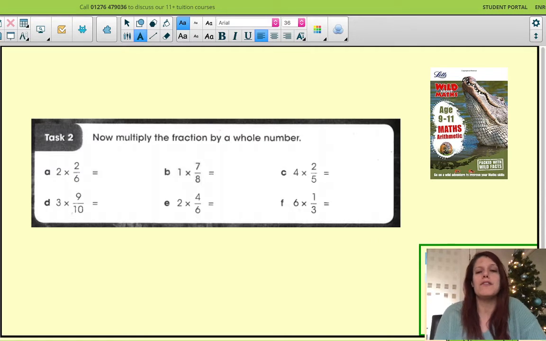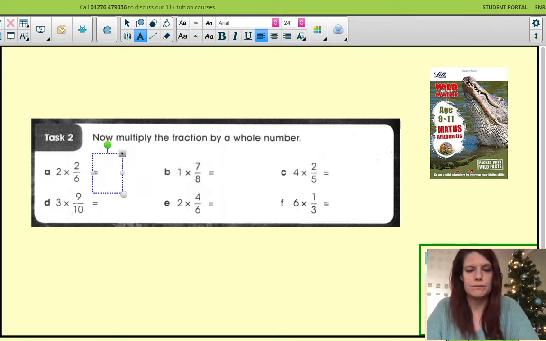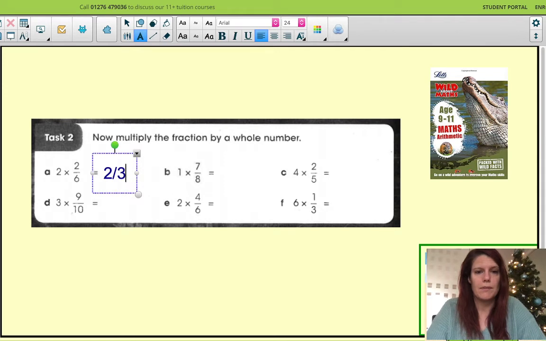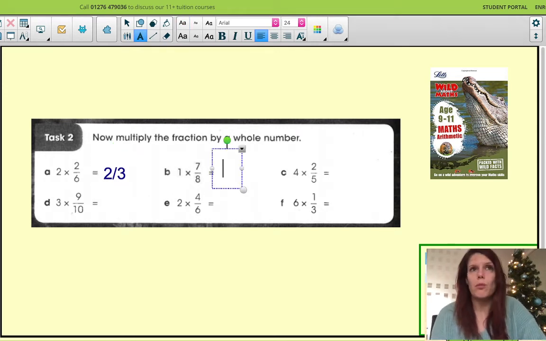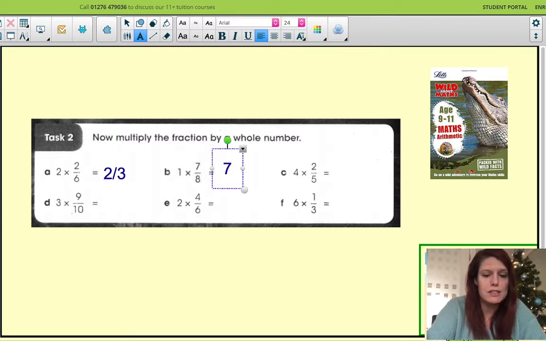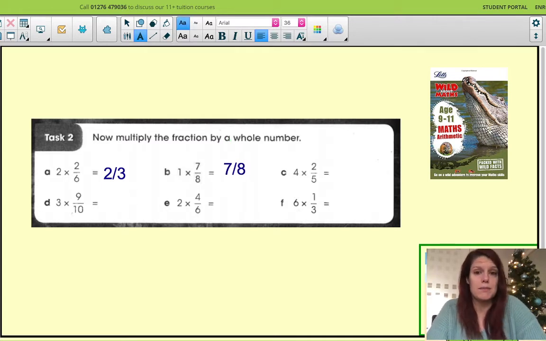Now we're multiplying the fraction by a whole number. Remember, all we do with this one, 2 times 2/6, for example, is put that 2 over a 1. So it becomes 2 over 1 times 2/6, and that ends up being 2/3. And B, 1 over 1, 1 whole, times 7/8. That is literally just 7/8, because whenever we times anything by 1, it's the same answer because we're not adding anything else to it.